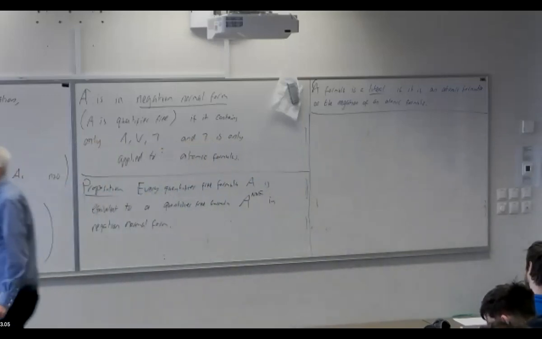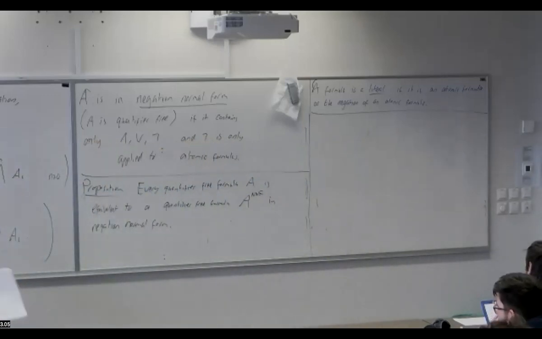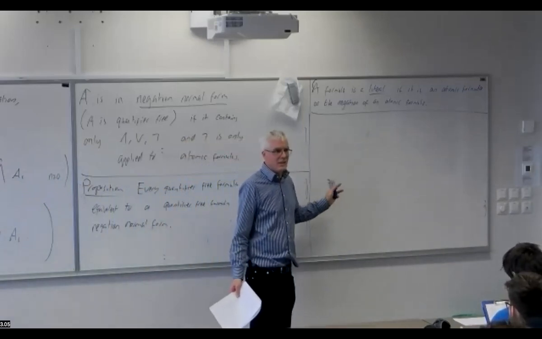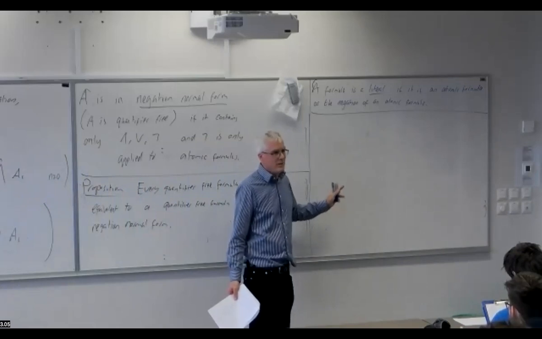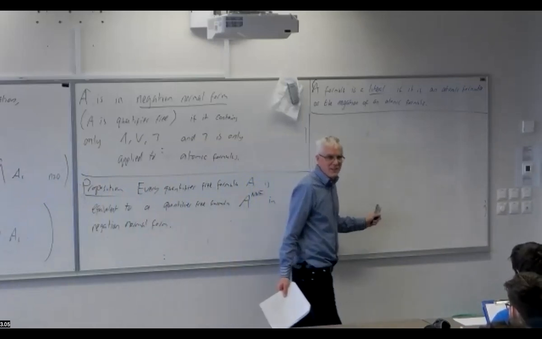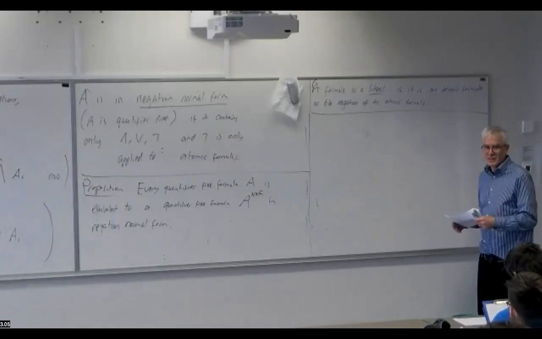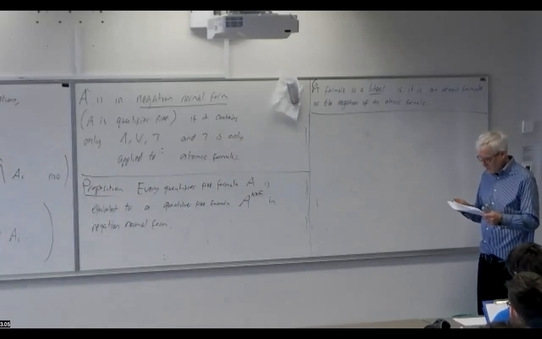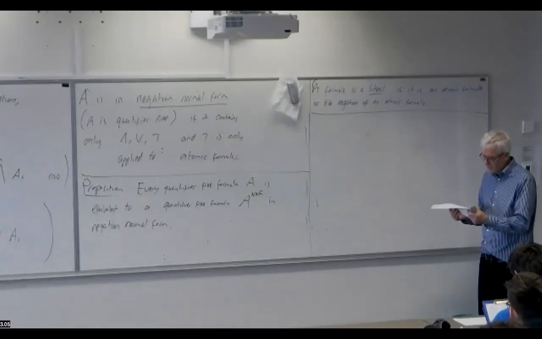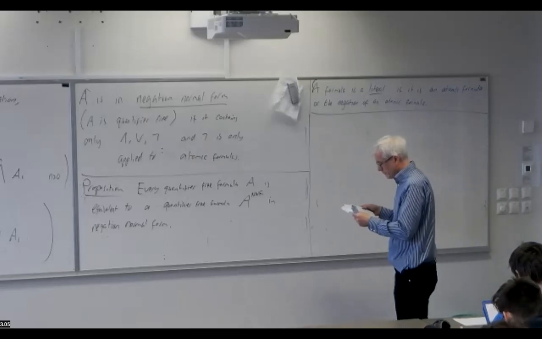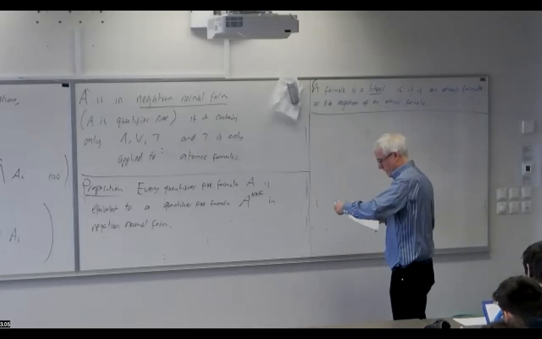Let me look at my notes to see how I do it. So basically, a formula is in conjunctive normal form if it is a conjunction of disjunctions of literals, and it's in disjunctive normal form if it's a disjunction of conjunctions of literals. So the kind of normal form it is refers to the outermost connective, either conjunction or disjunction. Yeah, so I did define it in a bit more detail.